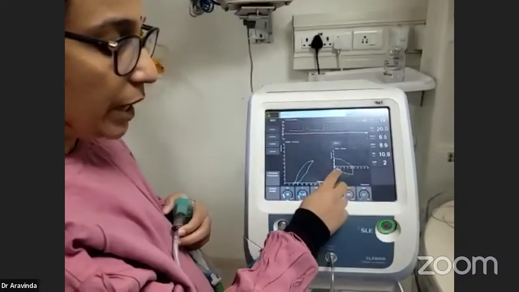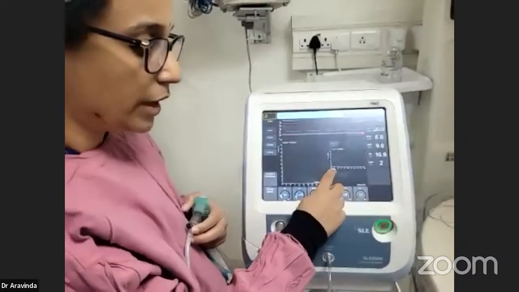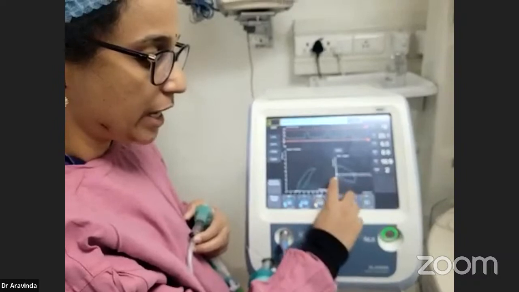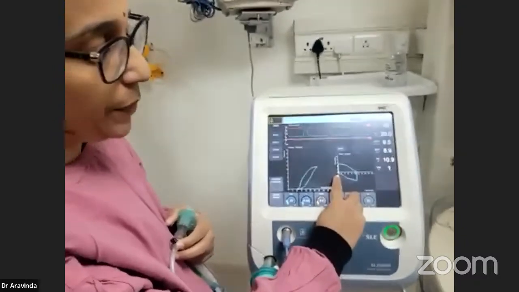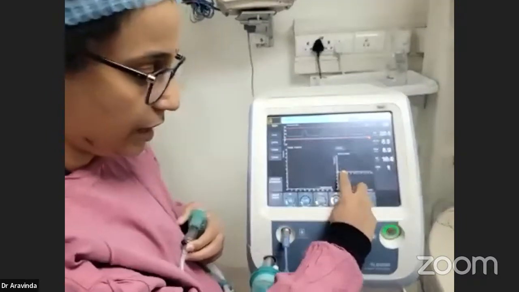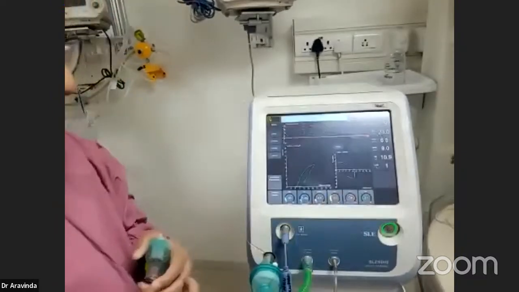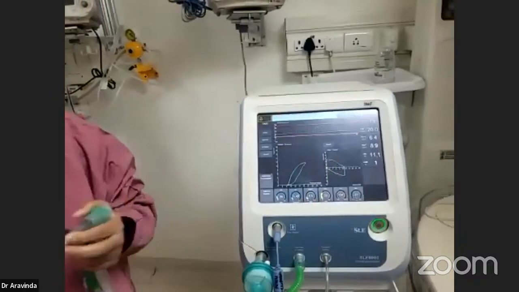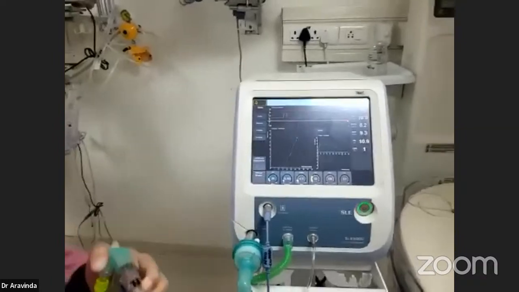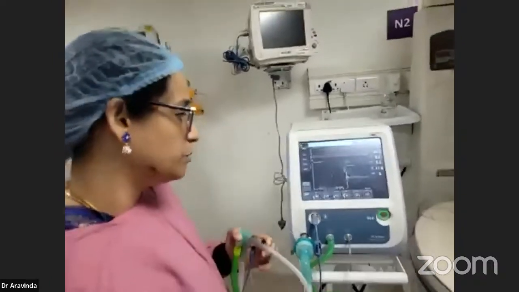Suppose the expiratory limb is not returning to the baseline and it is ending here, then it is called air trapping. If it is ending here, then it is called air leak. So these are the things which we can learn from the loops.